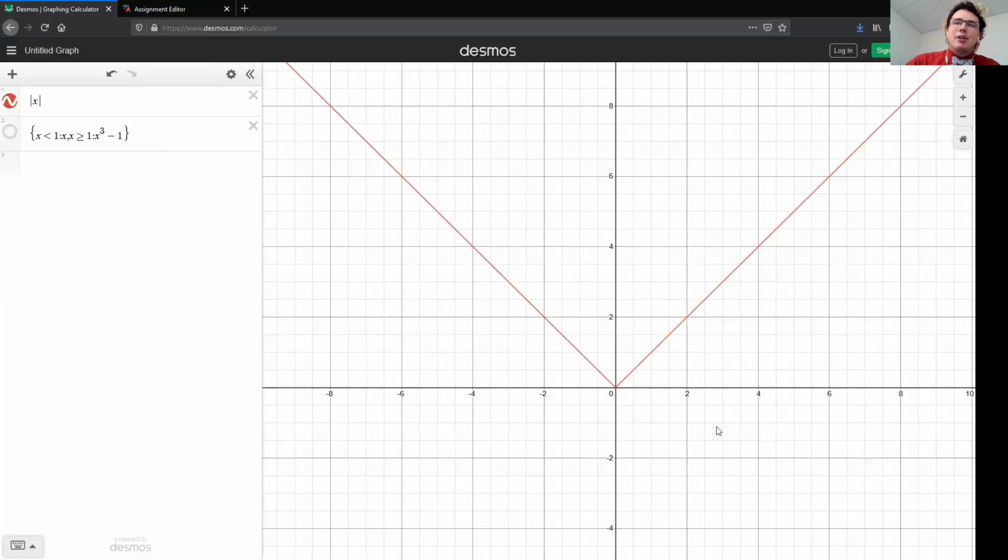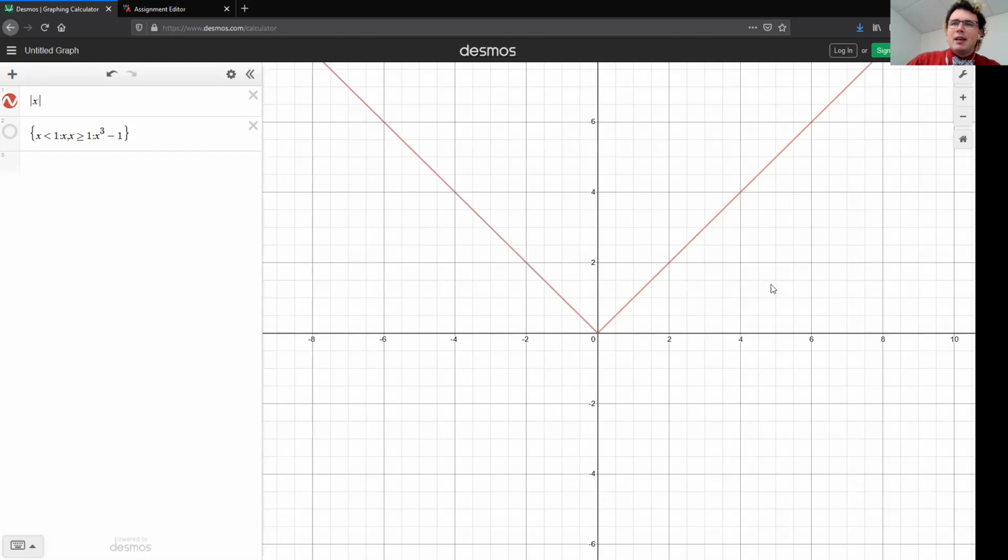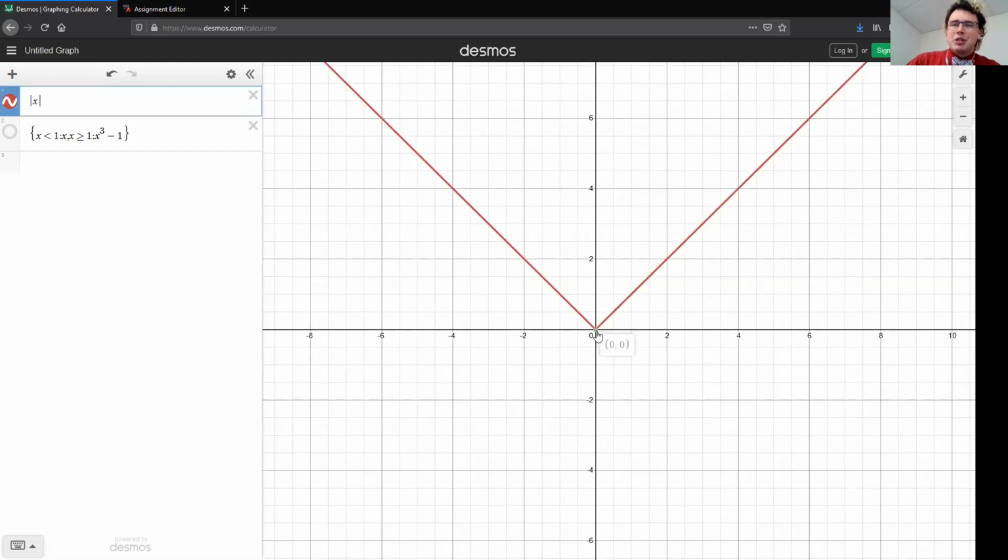Here I have a graph of the absolute value function. And you can think of this as a piecewise function. To the right of x equals 0, my formula is absolute value of x equals x. To the left of x equals 0, the formula is absolute value of x equals minus x. And right here at coordinate x equals 0, absolute value of x is 0.